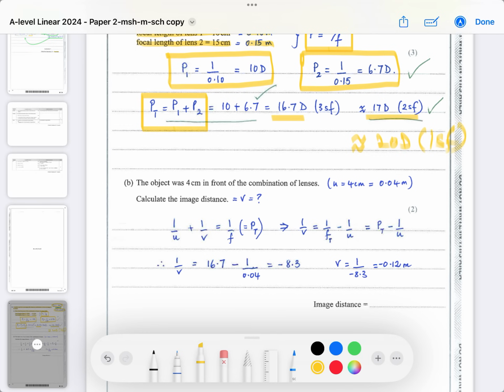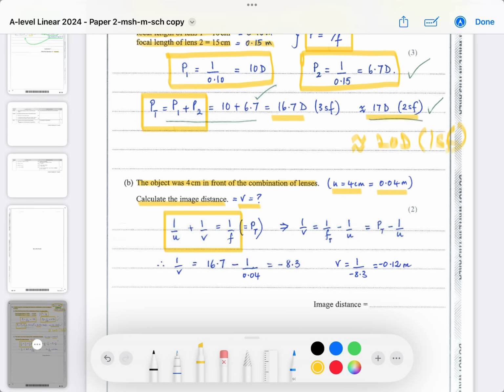The next part of the question says the object was 4 centimeters in front of the combination of lenses, and the object distance is given as u, and you should put it in meters, SI units. Calculate the image distance. The image distance is v in these equations. The equation is 1 over u plus 1 over v equals 1 over f. And remember, 1 over f is also the power of the lenses.